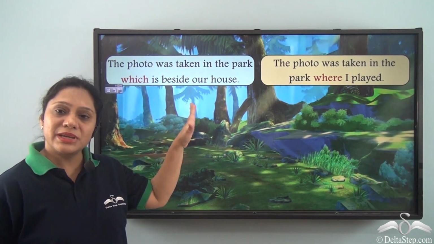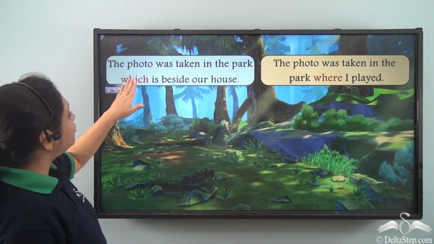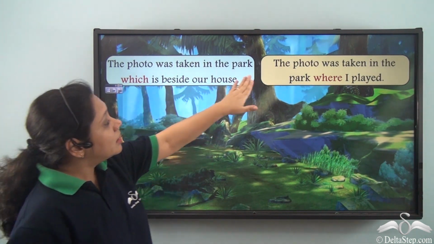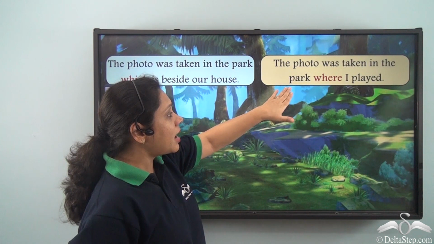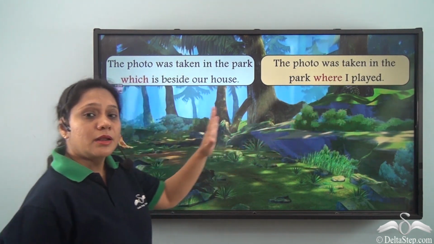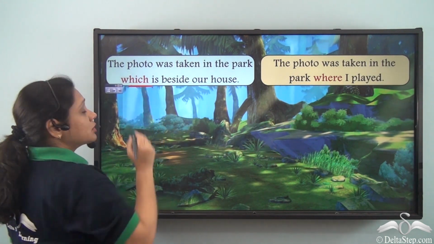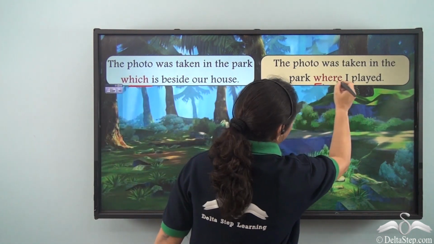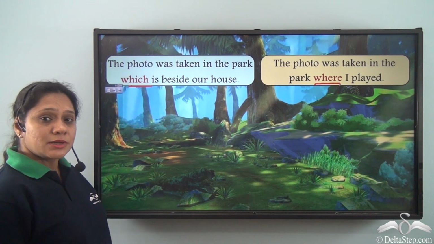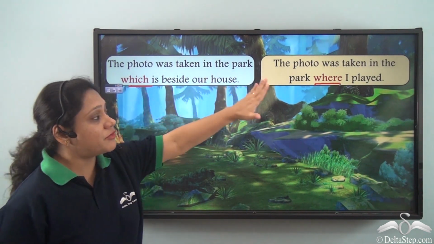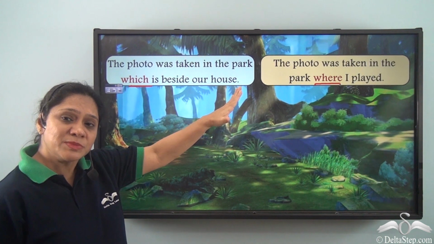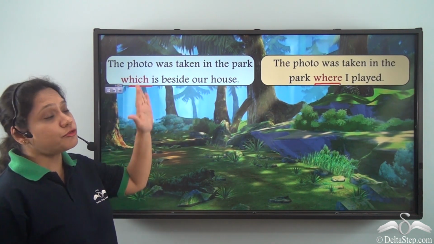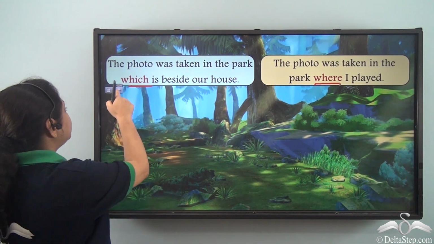Let us read the two sentences given here. The photo was taken in the park which is beside our house. The photo was taken in the park where I played. Now in the first sentence, which joins two clauses. In the second sentence, where also joins two clauses. So both which and where are acting as relative adverbs, let us see. Let us see the clauses which are joined to form these two sentences.